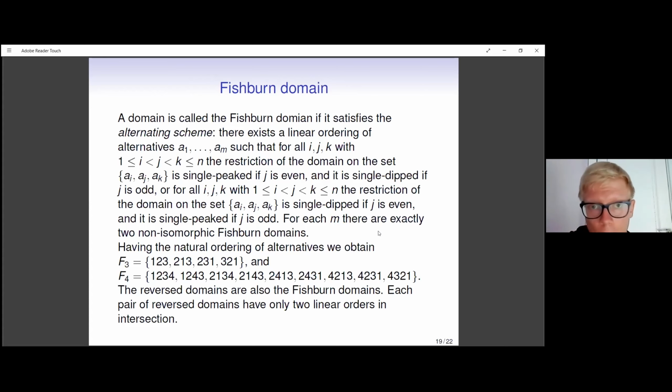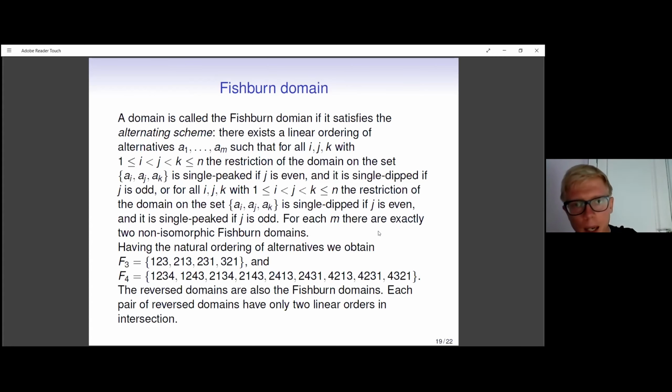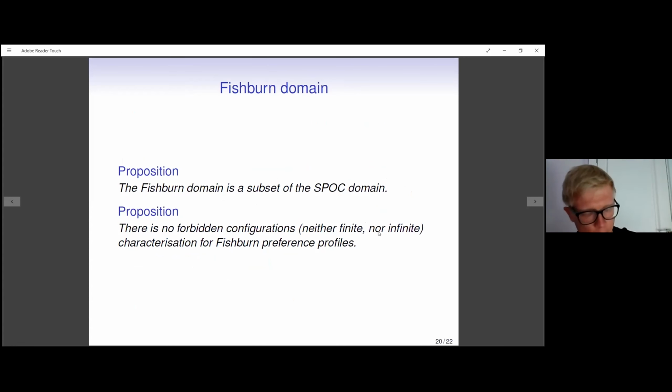And what do we get for the Fishbone domain? Accidentally, the Fishbone domain is a subset of the single-peaked on a circle domain. So we have this order A1, ..., Am, and we can put these alternatives on a circle in a special way, and then show that the Fishbone domain is a subset of the single-peaked on a circle domain. So in some sense, it is the largest condensed domain inside the single-peaked on a circle domain.